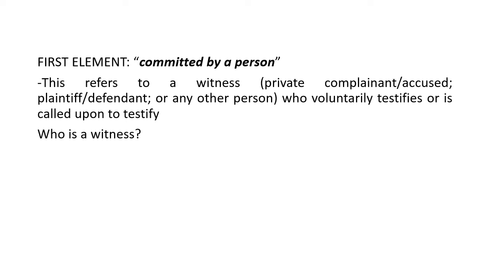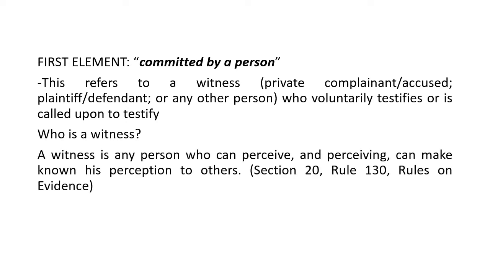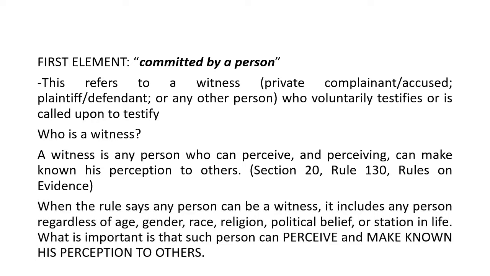Who is a witness? A witness under Section 20, Rule 130 of the Rules on Evidence is any person who can perceive and perceiving can make known his perception to others. Now, when the rule says any person can be a witness, it includes any person, regardless of age, gender, race, religion, political belief, or station in life. What is important is that such person can perceive and make known his perception to others.